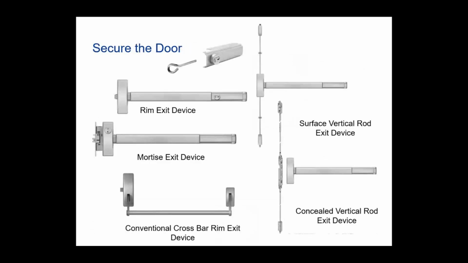So securing the door, we talked about lock sets, and then we also talked about earlier some exit devices. These are some examples of the exit devices that are out there, whether they be mortise exit devices, rim exit devices, or concealed or surface vertical rods. A rim exit device is one of the most common devices that you're going to see at exteriors. You're also going to see surface vertical rods and concealed vertical rods.